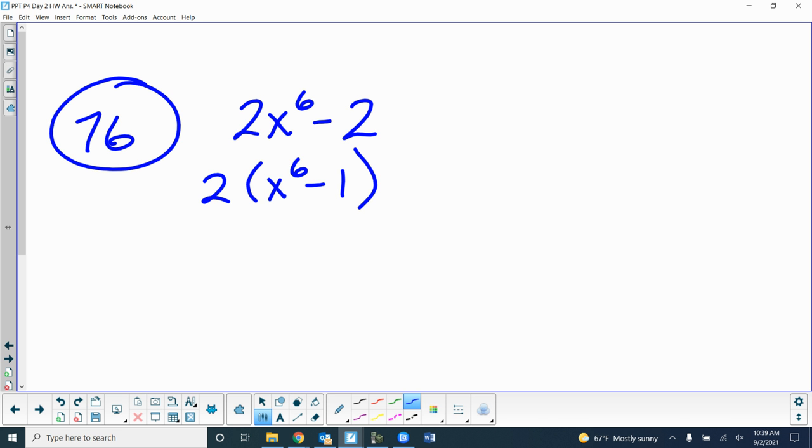Is that a difference of squares? That's the next thing we look for. Jonah's saying, yeah. You guys agree with him? He's right. Any variable with an even exponent is a perfect square. And 1 is always a perfect square, right? So that's a difference of squares. So what's the square root of x to the 6th? X to the third. Right. X to the 3rd. What's the square root of 1?